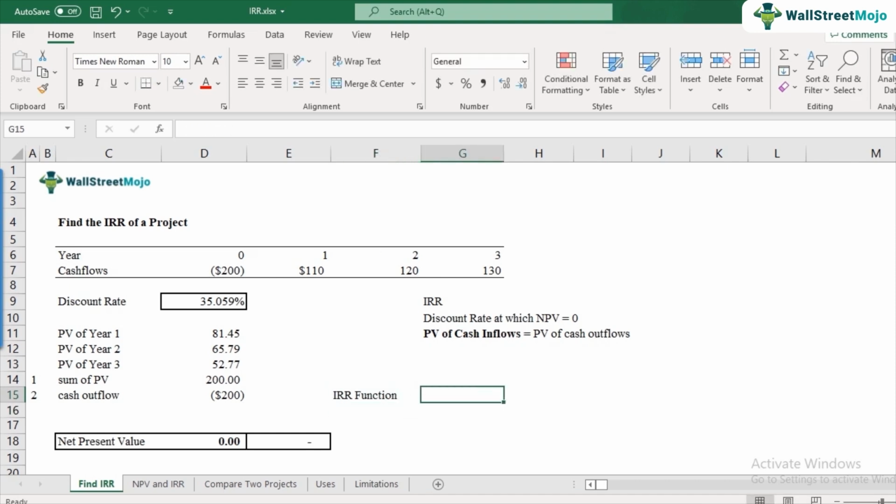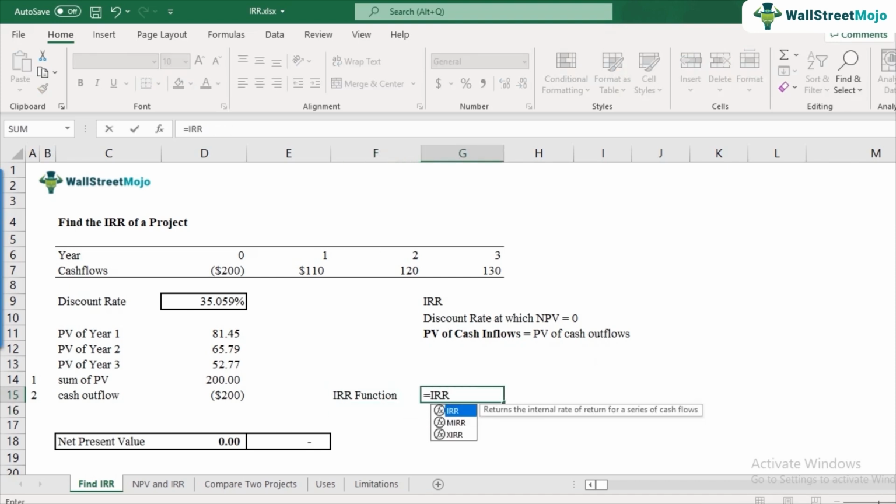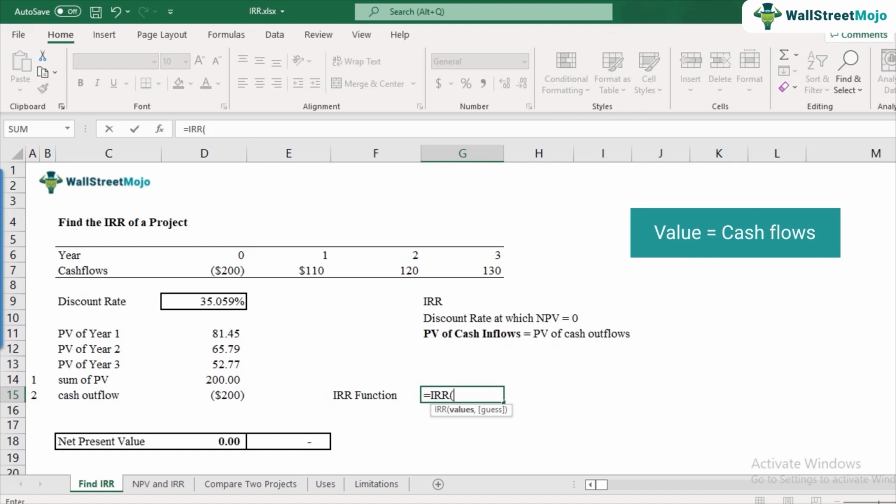The function goes like this: equal to IRR, and it looks for two things, values and the guess. I'll come to both of them. The values are nothing but the cash outflows and inflows, the overall cash flows which we have, from D7, that's the cash outflow, and here these are the cash inflows. And the second part is the guess.